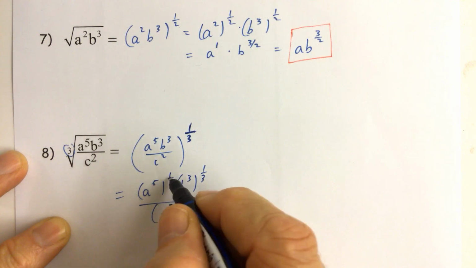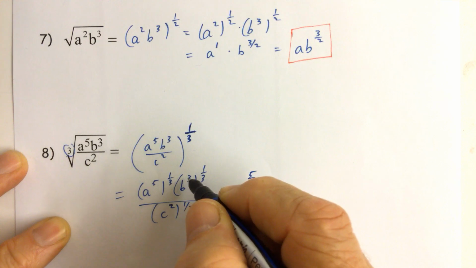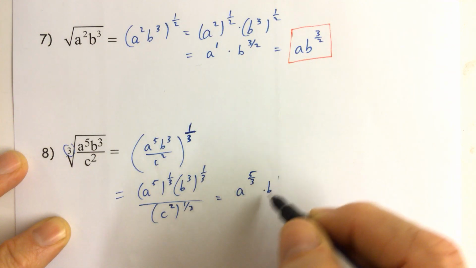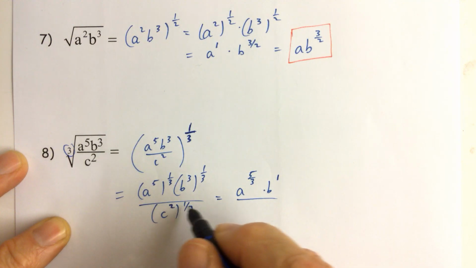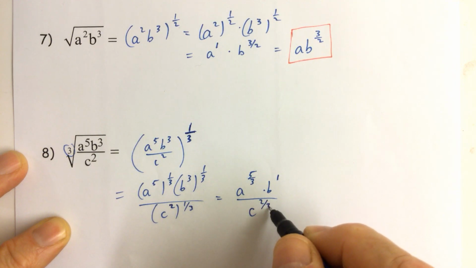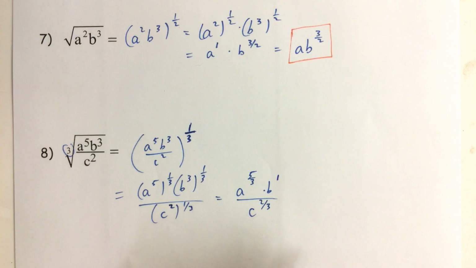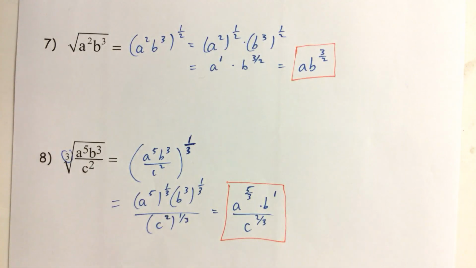And then again, when we have power to a power, we multiply. A to the 5/3 times b to the 3 times 1/3. That's 1. So I guess I'll write it. And then we have c to the 2nd power to the 1/3. So we multiply 2 times 1/3, and that's 2/3. So that's right there. That is exponential form. And as ugly as it is, that's where we're going to stop. That's it. That's our answer in exponential form.